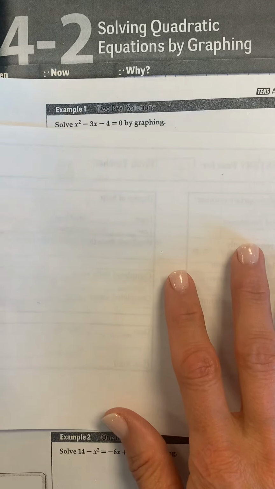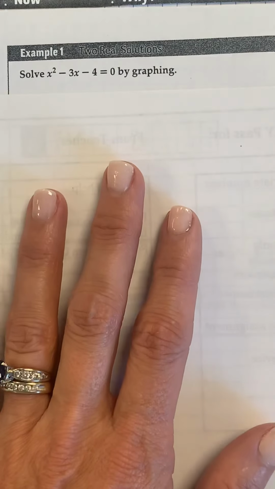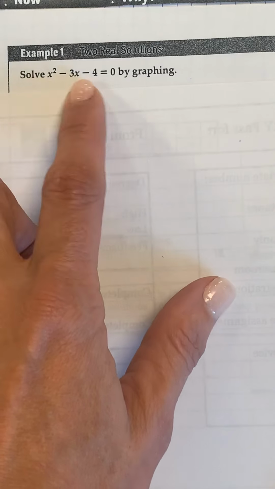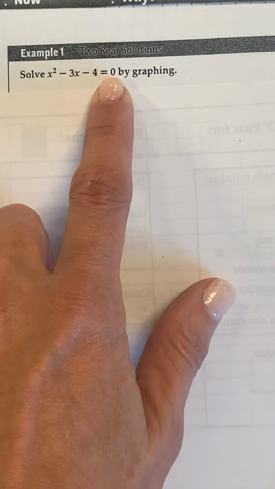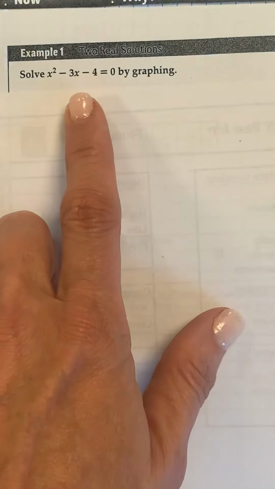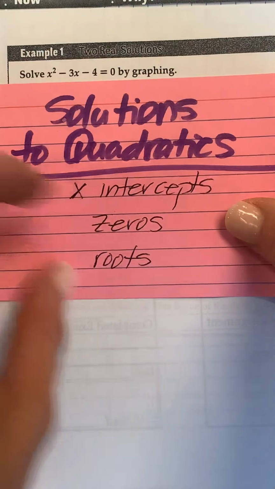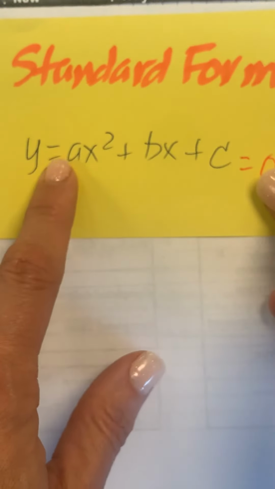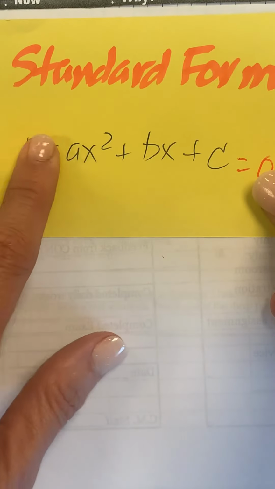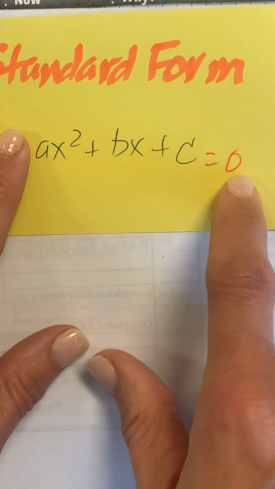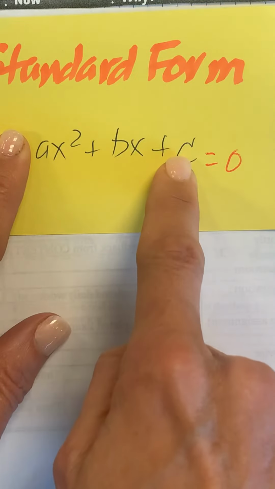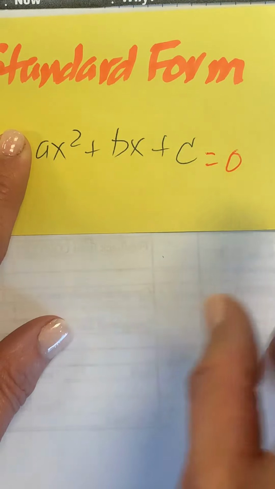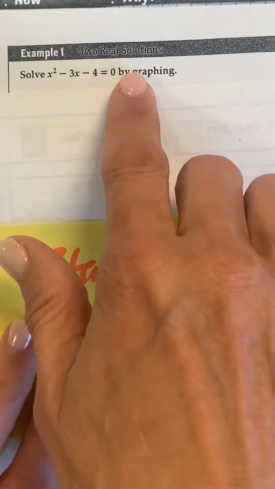Okay, here's my first problem. Does everybody see it? Solve by graphing. Notice this equation, instead of being equal to y, is equal to 0, because x-intercepts always have a y value of 0. So these equations, instead of being equal to y, I'm just replacing that y with 0. So I'm setting the equation in standard form equal to 0 and solving for x. But this time we're doing it by graphing.